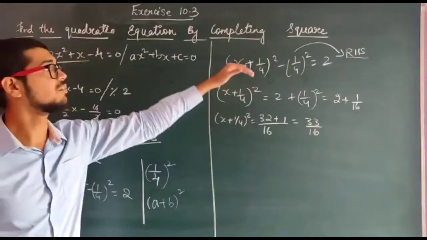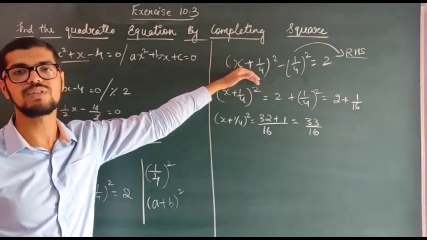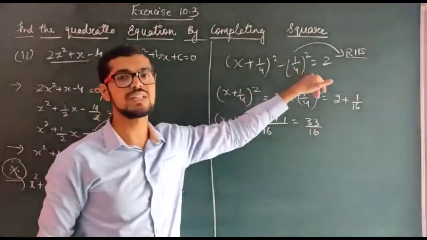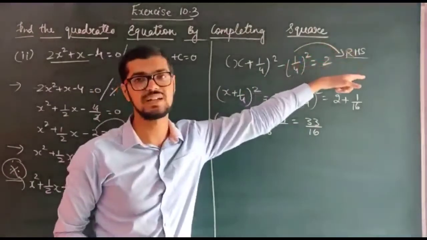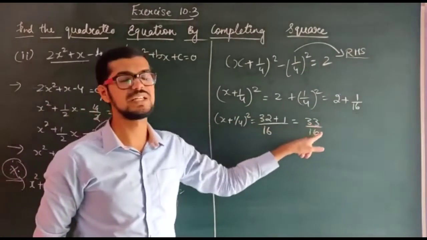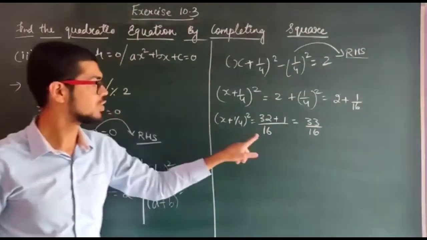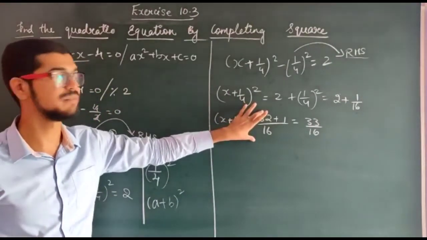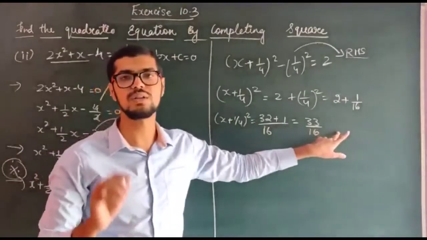I repeat, after making this in the form of a plus b whole square or a minus b whole square, just simplify this by sending this term towards the right hand side. You will be getting x plus 1 by 4 whole square is equal to 33 by 16. Now from this, what will be my next step? Next step is, or the last step is, taking the square root on both the sides.